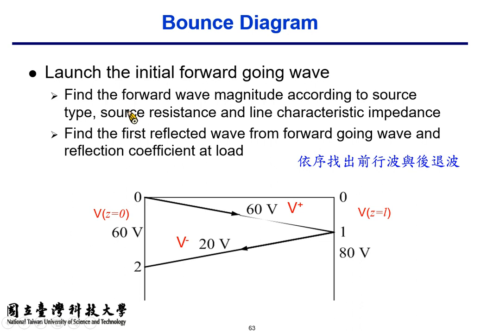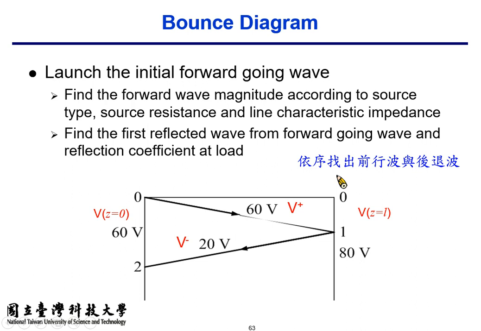Okay, then we add up the V plus signal. The V plus signal is the initial positive-going signal, which is 60 volts in this case. It goes from left to right, and it takes how long? It takes 1 microsecond to reach the right end. So here we mark the time axis as 1 on the right-hand side.